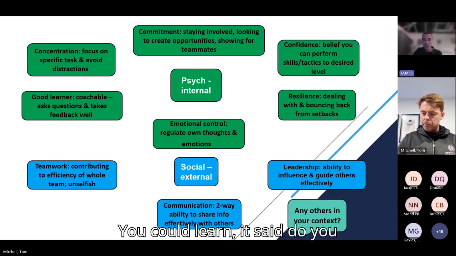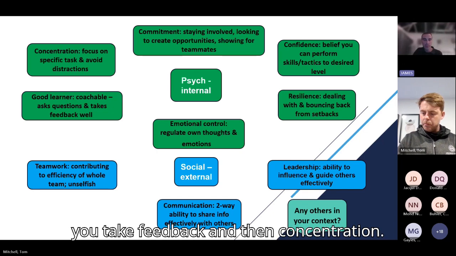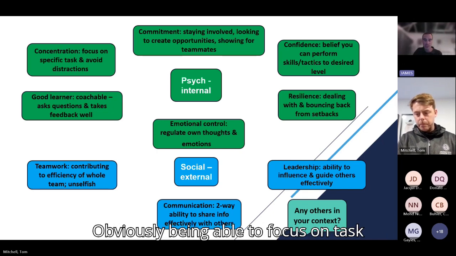Are you a good learner? So do you take information on? And that's a two-way thing. So you ask questions and you take feedback. And then concentration, obviously being able to focus on the task in hand and not be distracted.